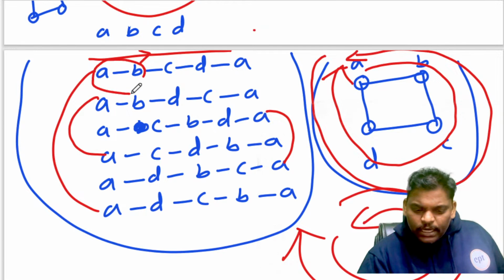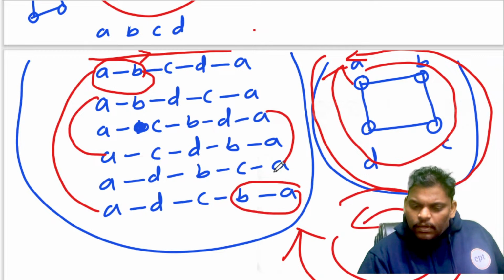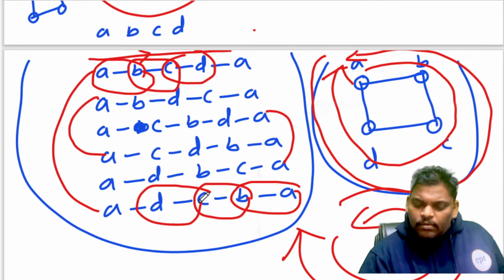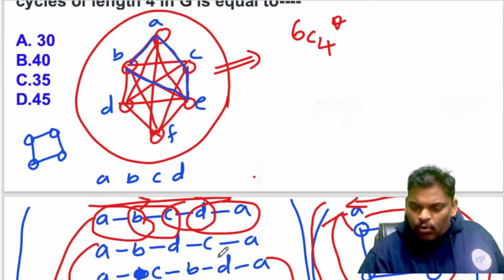Here A to B edge is there. Here also A to B edge is there. Here B to C edge is there. Here also B to C edge is there. Here C to D edge is there. Here also C to D edge is there. Here also A to D edge is there. Here also A to D edge is there. Same. So now come here.